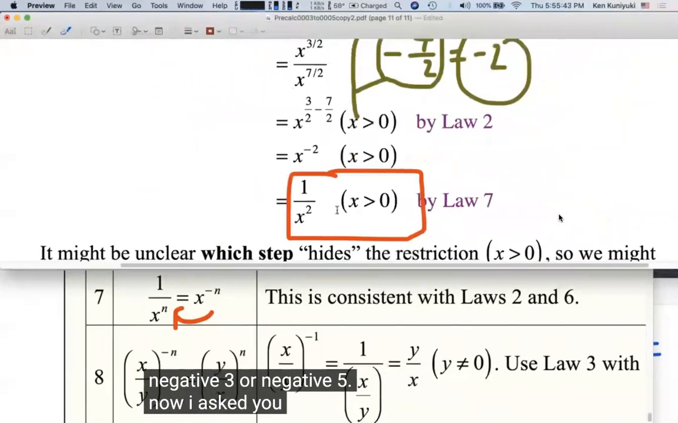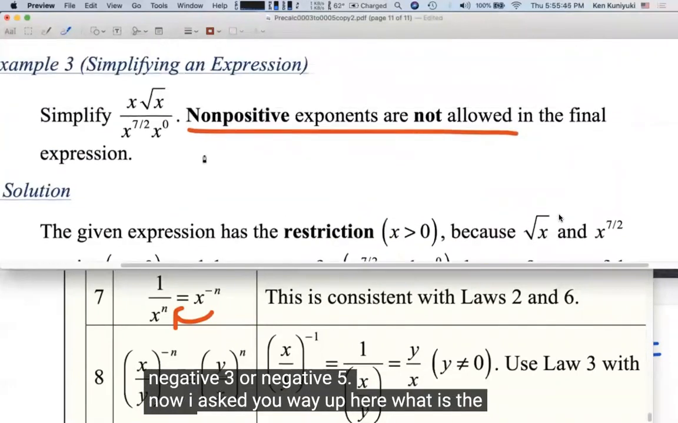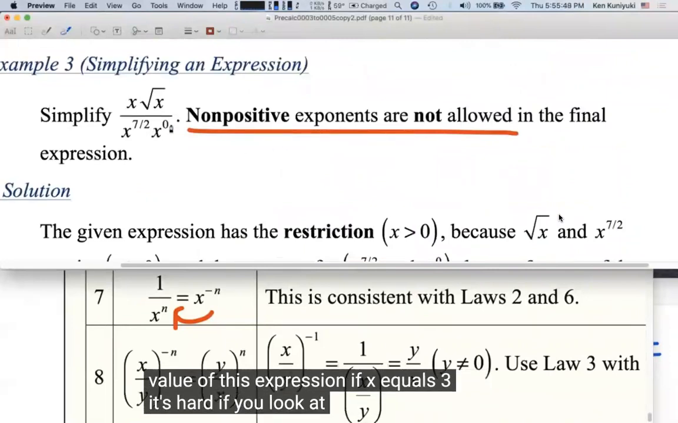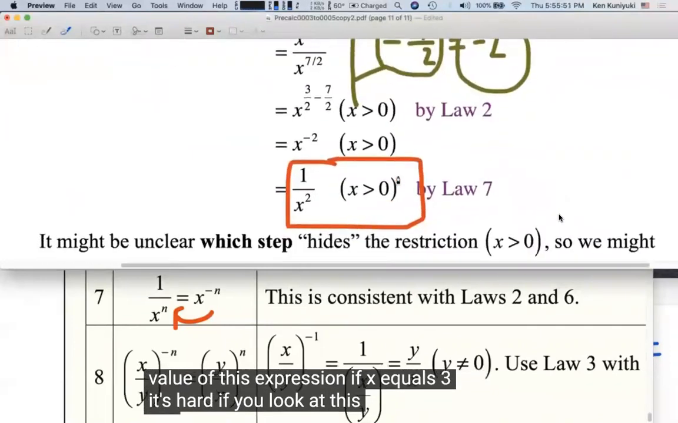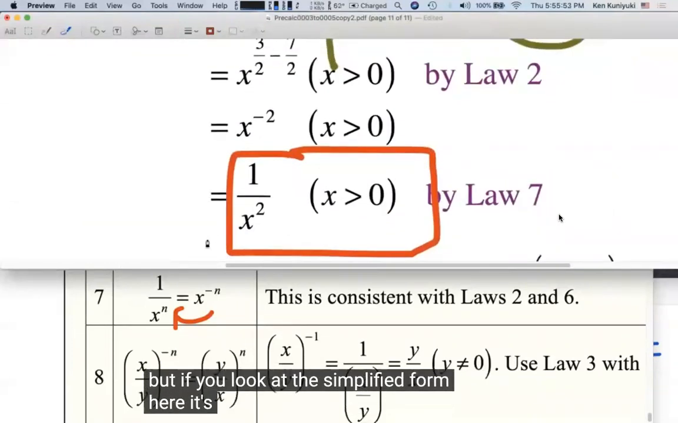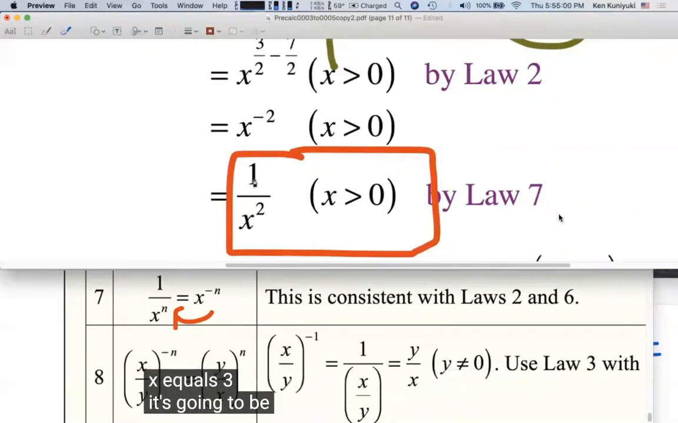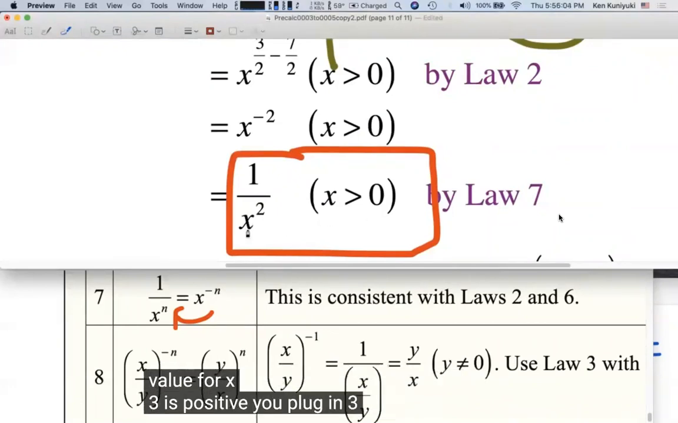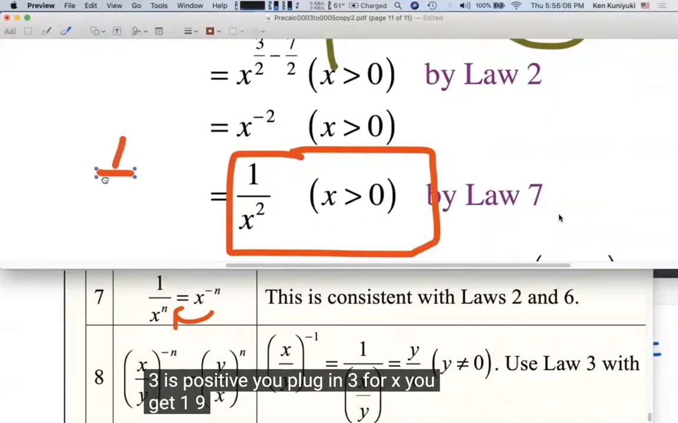Now, I asked you way up here, what is the value of this expression if x equals 3? It's hard if you look at this, but if you look at the simplified form here, it's easier to plug in x here. All right, what is the value of this when x equals 3? It's going to be 1/9, right? 3 is a legal value for x, 3 is positive. You plug in 3 for x, you get 1/9.